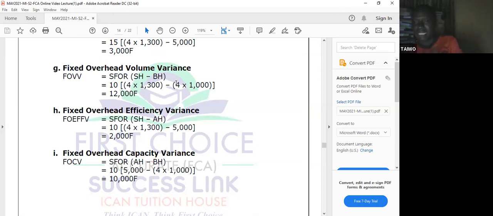Therefore, in the exam, if a student wants to ask me whether standard hour and budgeted hour are the same or not, I can say yes and I can say no.